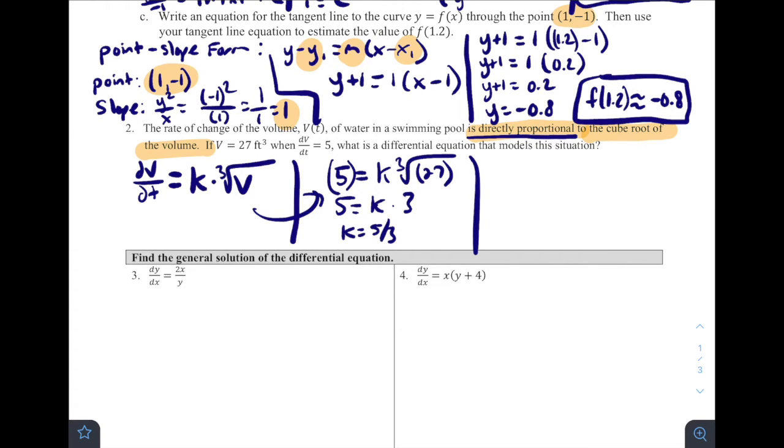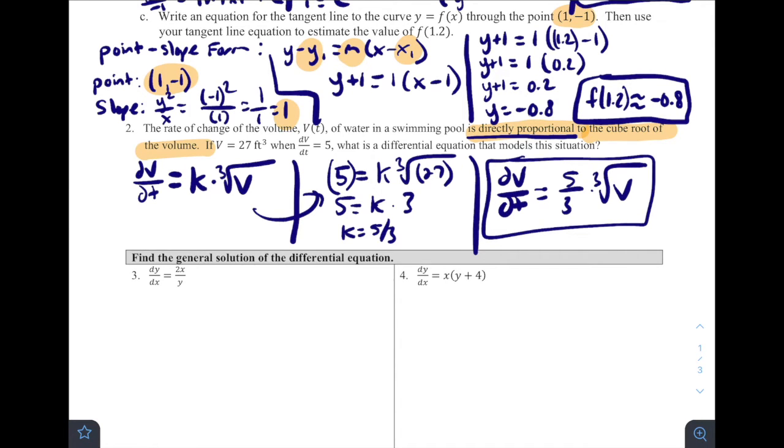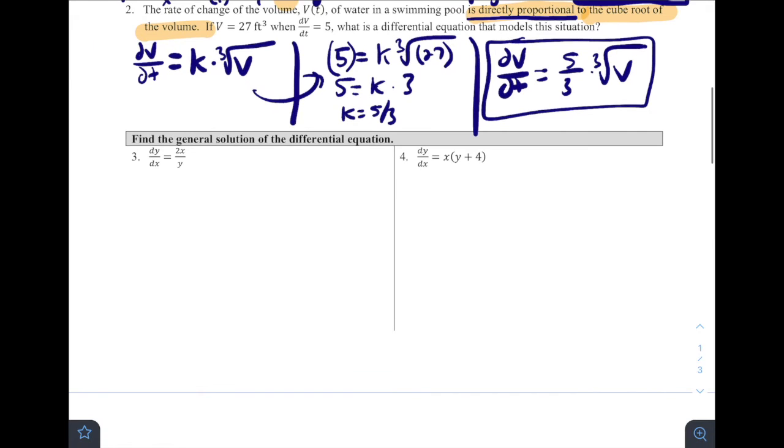So what's our differential equation? We've got dv dt is equal to 5/3 times the cube root of v. And that's going to be our equation for this problem. Nice. Number 3, find the general solution of the differential equation.